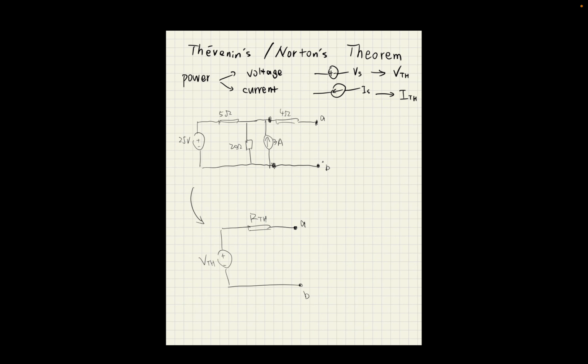How to do that? For RTH, what Thevenin says is that we first have to cancel out all the power sources, no matter if it's a voltage source like this one, 25 volts, or a current source like this one. How do we cancel their effect in this circuit? How do we cancel it?